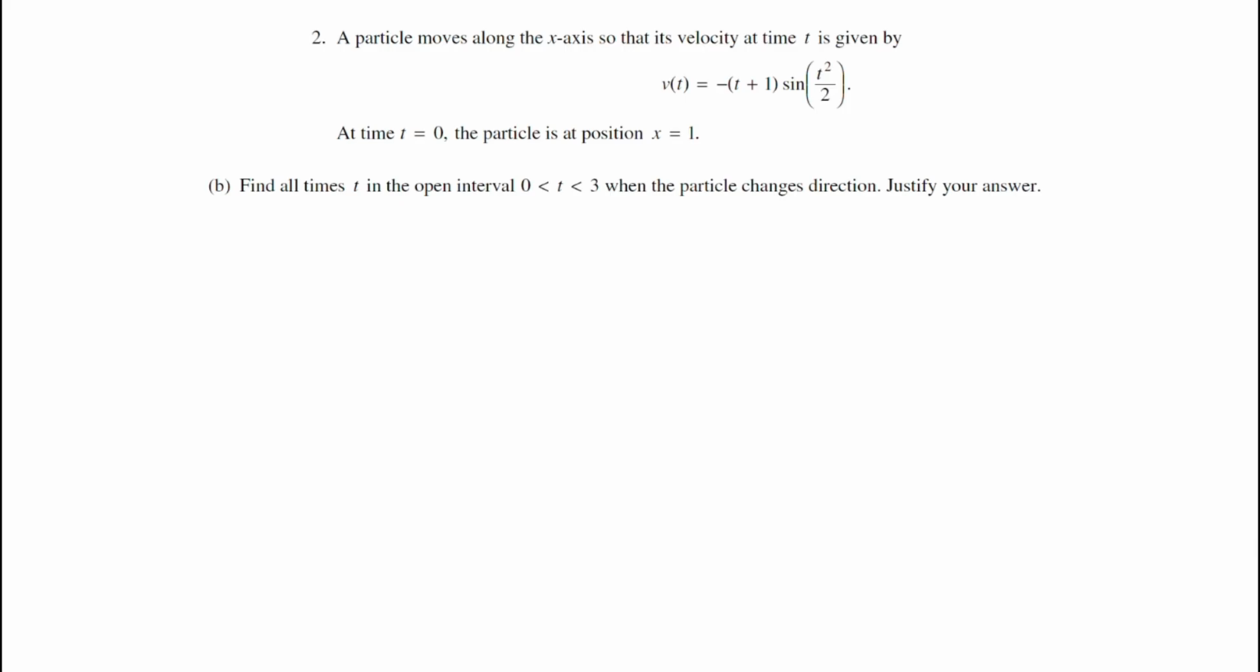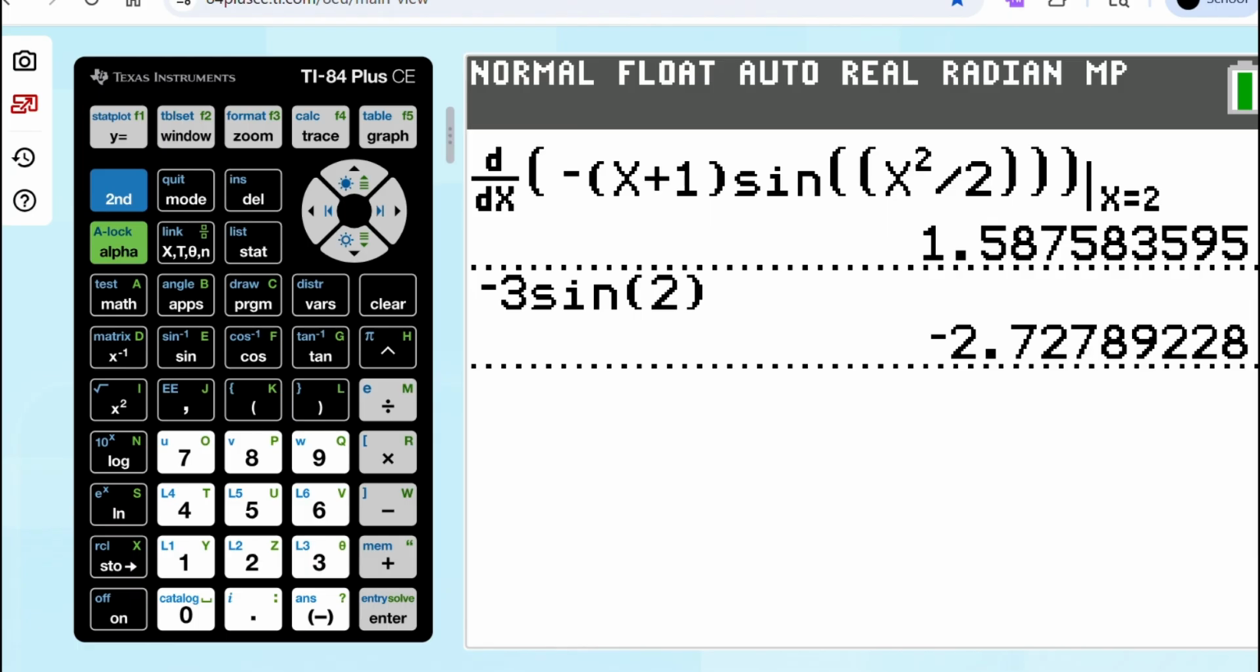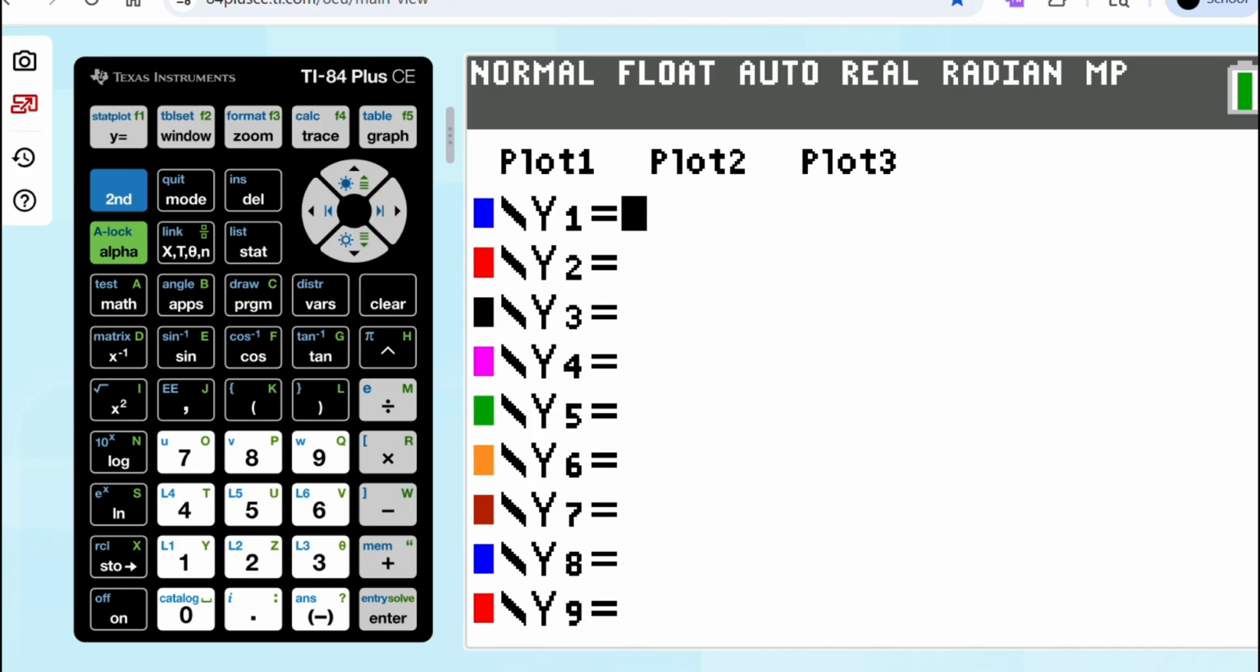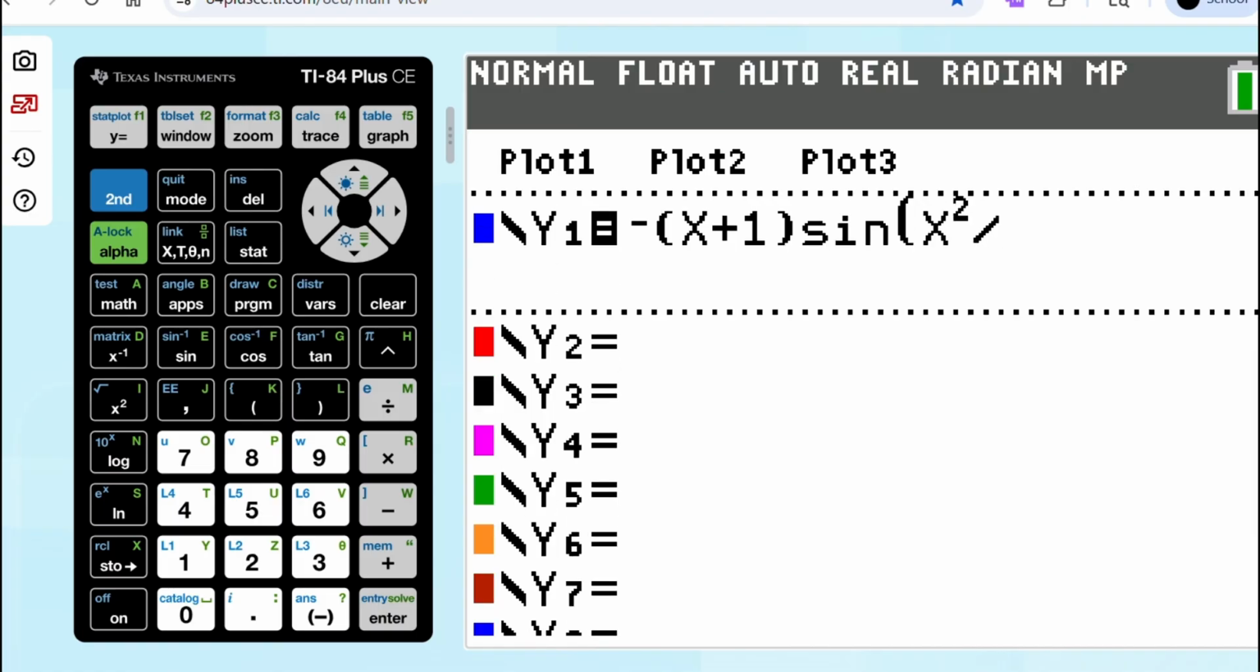In part B, it wants you to find all time t in the open interval when the particle changes directions. So what we first need to do is see when v of t is equal to 0, so that we can see when velocity might have a sign change. And of course, we can do this on our calculator, or we can just do this by hand. Since it's a calculator question, I'm going to just go into y equals and graph it. So we're going to graph our function, which was negative x plus 1, times the sine of x squared over 2. And so that's what we want to graph.